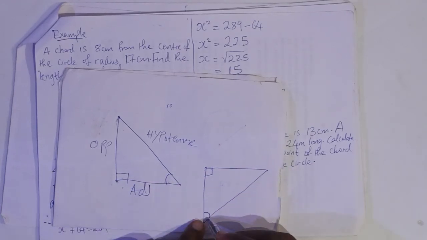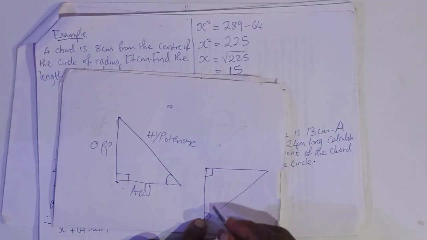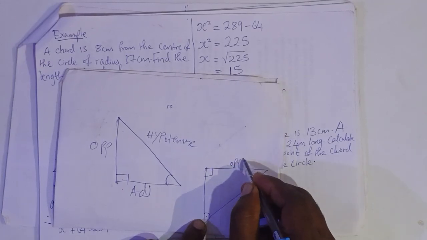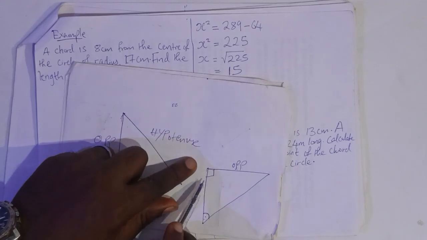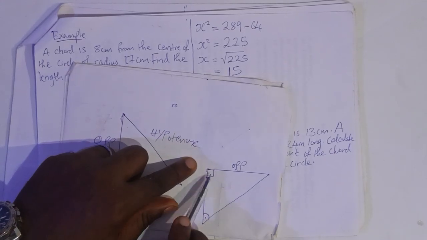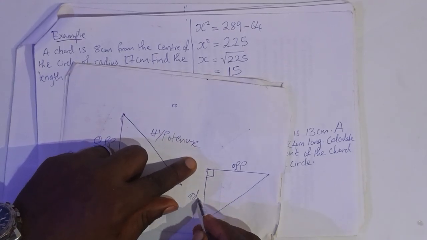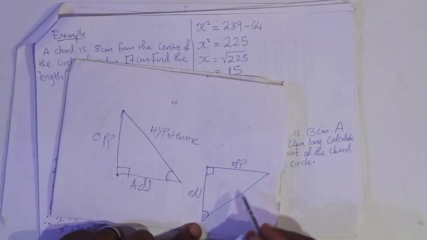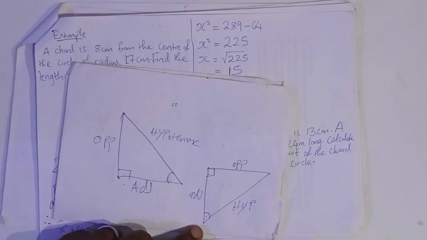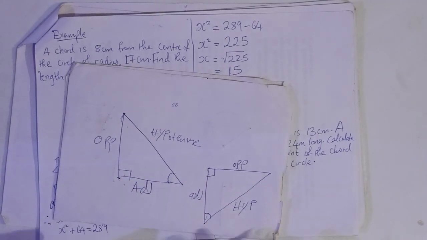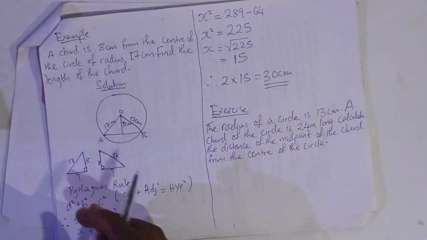The side that is facing the included angle, that is opposite the included angle, is always the opposite. The side beneath the right angle and the included angle is always the adjacent. And the longest side is always the hypotenuse. So don't ever forget this, all right? Now let's come back to our solution.